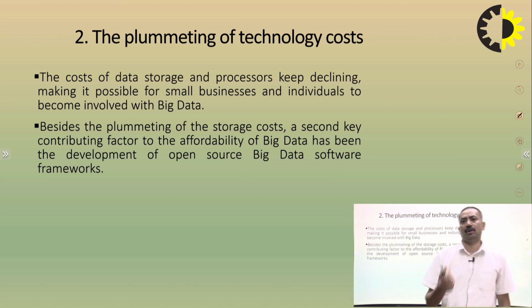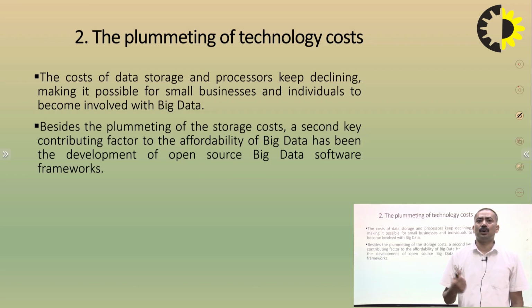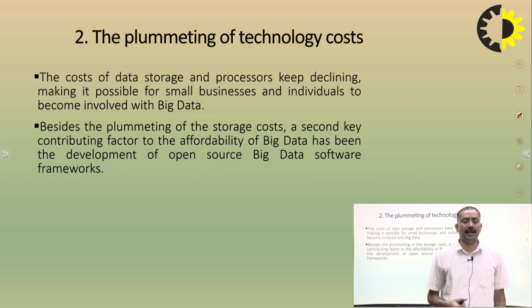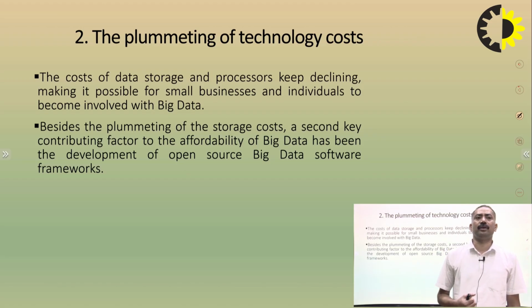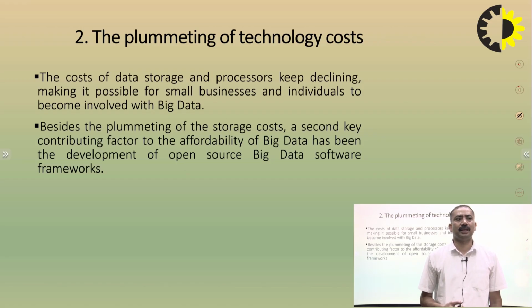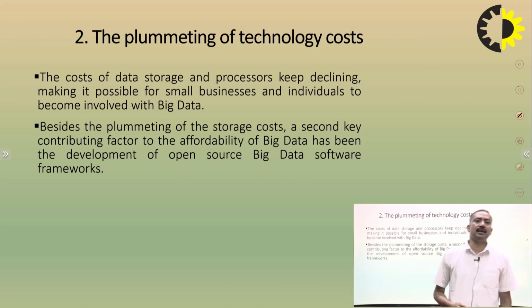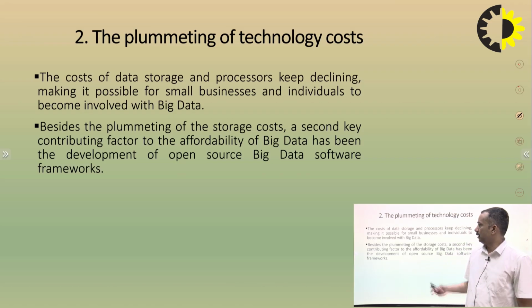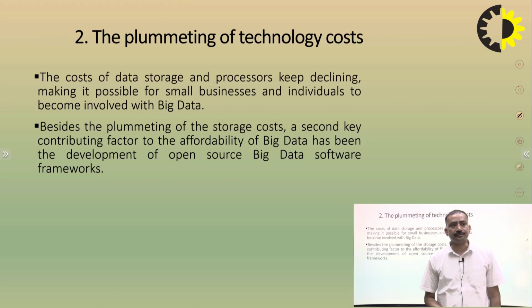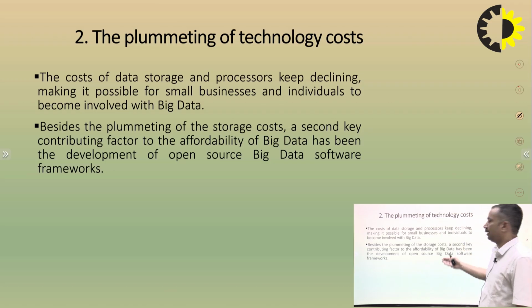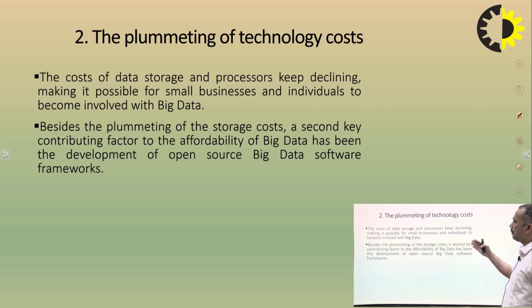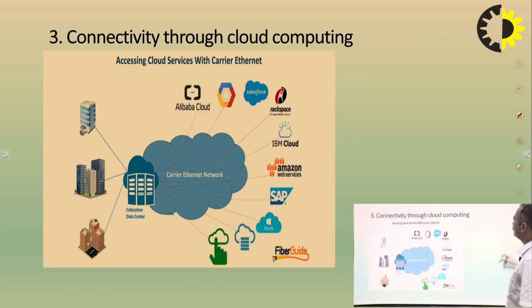We already covered this: Hadoop for distributed storage and processing. And due to the high availability of these software frameworks in open source, it has become increasingly inexpensive to start big data projects in organizations. So, the second big data component is the plummeting of technology cost.